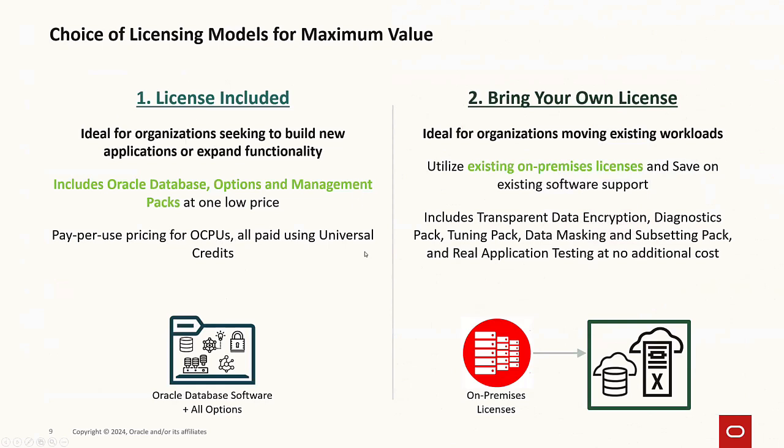So here we have another quick slide on licensing. So for license included, if you're looking to build new applications, expand functionality, basically get new resources, then you would choose license included as you're grabbing a new piece of equipment. And then for bring your own license, if you're moving existing workloads from on-premises, then you can utilize your existing on-premises licenses and save on existing software and support. This is going to include your TDE, diagnostics pack, tuning pack, data masking and subsetting pack, and RAT testing at no additional cost.